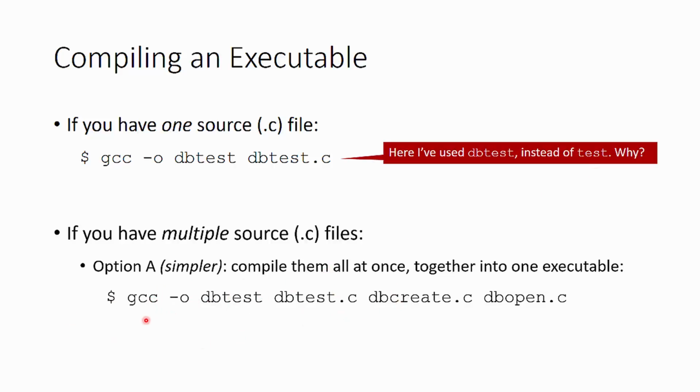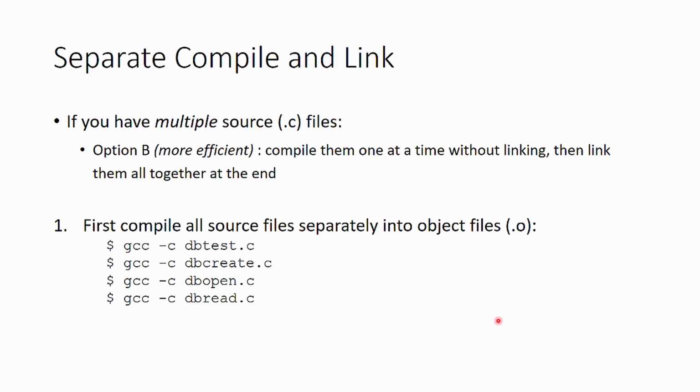If you have multiple source files, then the simple way to do this is to have the first bit of our command be the same. So gcc -o to change the output name, let's call it dbtest, and then here's all of our C files, and that will compile it down into that one executable. If we have multiple source files, then the second way, which is our option B that's more efficient, is that we can compile them one at a time without linking, and then run the linker all together at the end.